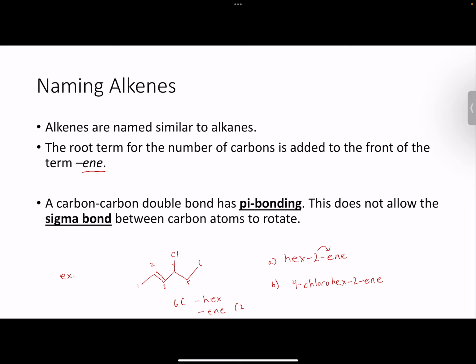One more, if I've got on carbon 3 a bromine. Okay, we add the substituents to the chain in alphabetical order. So option C here, we would have 3-bromo-4-chlorohex-2-ene. So you can see as it builds, all we're doing is really adding chunks.